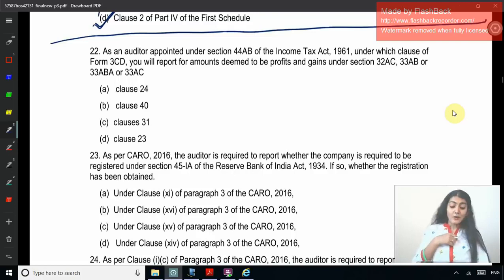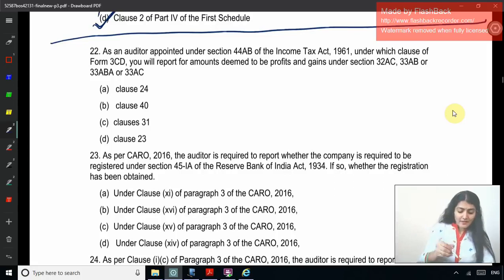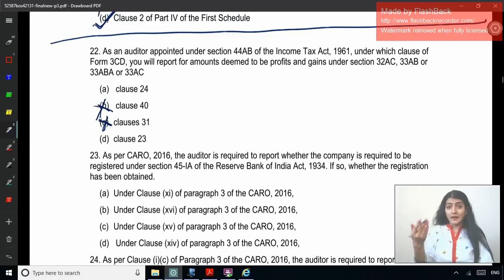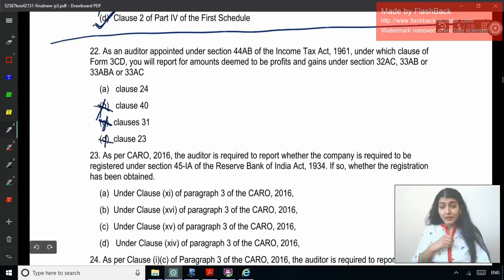Right. As an auditor appointed under section 44AB of the Income Tax Act, under which clause of form 3CD will you report for amounts deemed to be profits and gains under 32AC, 33AB or 33ABA or 33AC? Right, so this is all the tea, coffee, rubber, all the 32 allowances over there. Does it come under 40, 24, 31 or 23? Right, so what is 40? 40 is the accounting ratios in form 3CD. 31 is loan accepted or repaid of more than 20,000 other than by account payee cheque or draft, or payment or receipt of more than 2 lakh. 23 is regarding the payments to the related parties. So the correct answer: the deemed profits and gains under 32-33 comes under clause 24 of form 3CD.